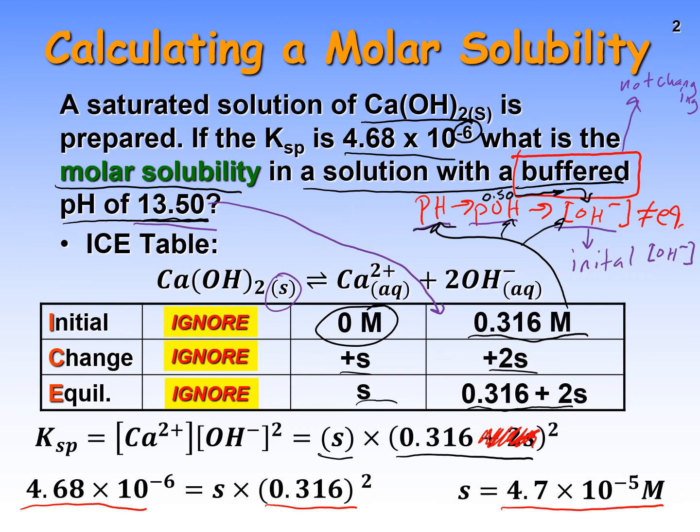And as you can see, this is the lowest solubility we've calculated for this equilibrium so far. And it's because of the fact that calcium hydroxide is a basic salt. So it's going to be very insoluble in a basic solution, and this is a basic solution.